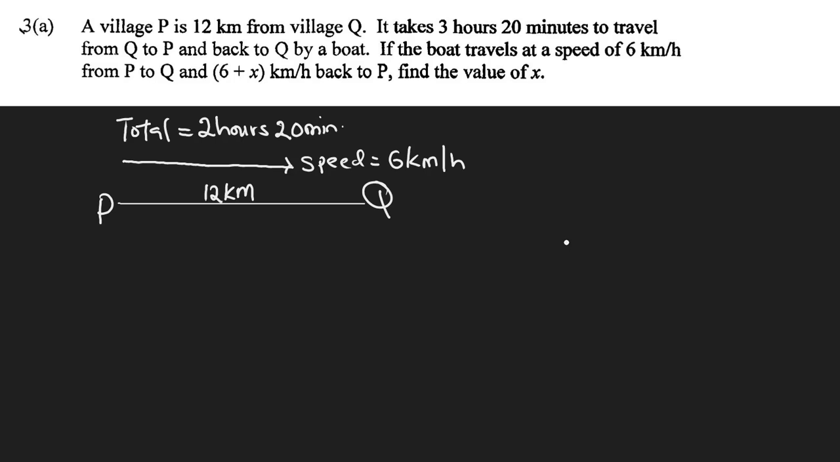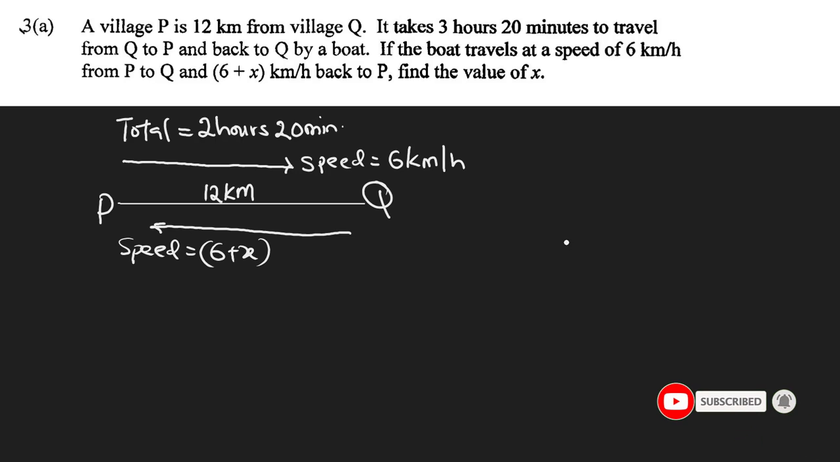So if the boat travels at a speed of 6 kilometers per hour from P to Q, and 6 plus x back to P, then when it was going back, it used a different speed. In this case, the speed here is equal to 6 plus x kilometers per hour back to P. So we have to find x. So how are we going to do it? Of course, the best thing to do is to first find the time it took the boat to travel from P to Q.